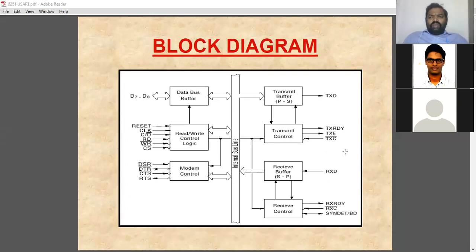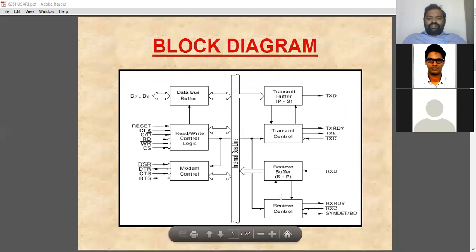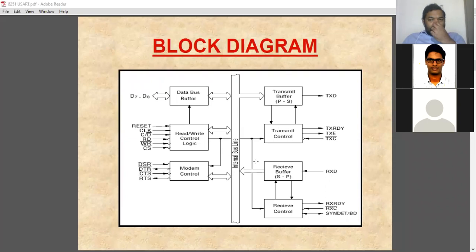All controlling operations will be done with the help of 3 registers, right? One is the mode word, another is the command word, and the third is the status word. The status word always gives the status about your incoming data, and also about the transmitter and the receiver. It is also called a transceiver, right? So we will discuss that one.